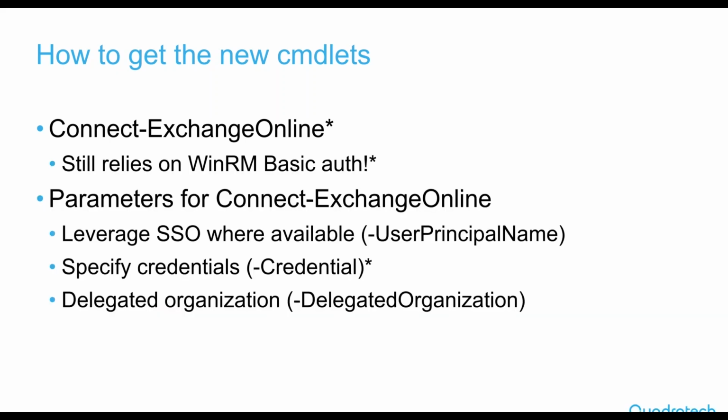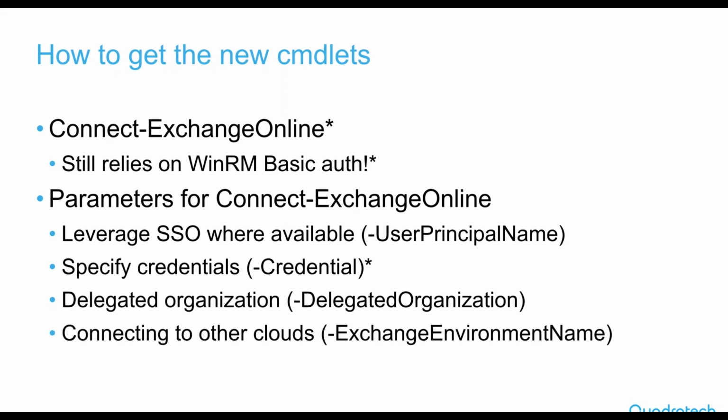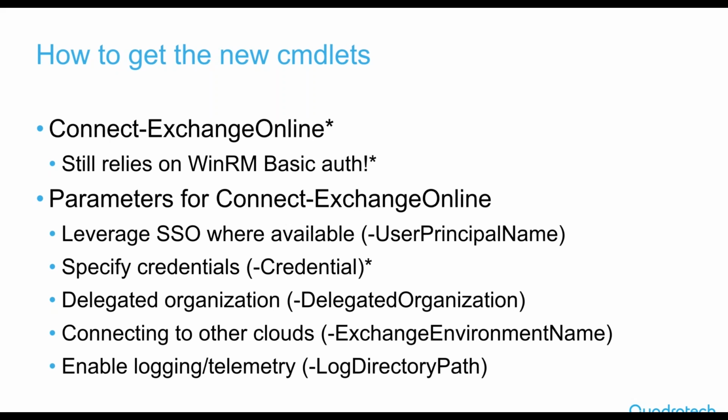But yeah, let's just cover the rest of the parameters that might be interesting for one reason or another. As I mentioned, the latest version now supports connecting to a partner organization via the -DelegatedOrganization parameter. And there is also the -ExchangeEnvironmentName parameter, which helps you connect to the Exchange Online backend if you are using Office 365 services in some of the sovereign clouds like the government cloud or China, Germany, and so on.